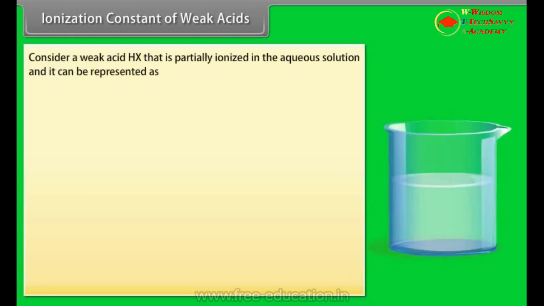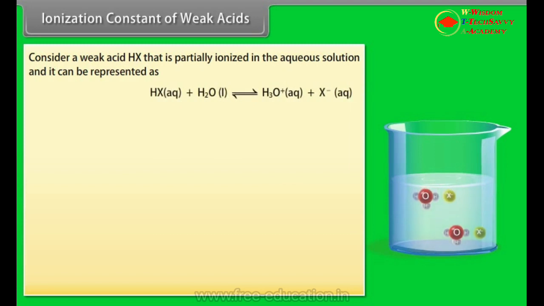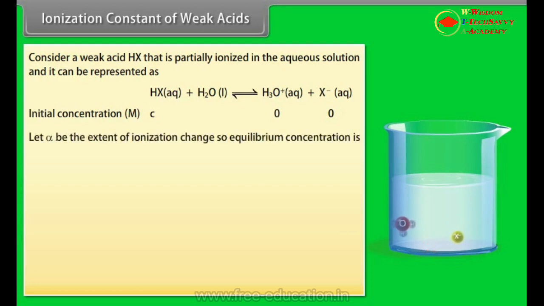Ionization constants of weak acids. Consider a weak acid HX that is partially ionized in the aqueous solution. Let the initial concentration of HX be C. Let alpha be the extent of ionization. So the equilibrium concentration of HX is C minus C alpha. H3O plus equilibrium concentration is plus C alpha, and X minus equilibrium concentration is plus C alpha.